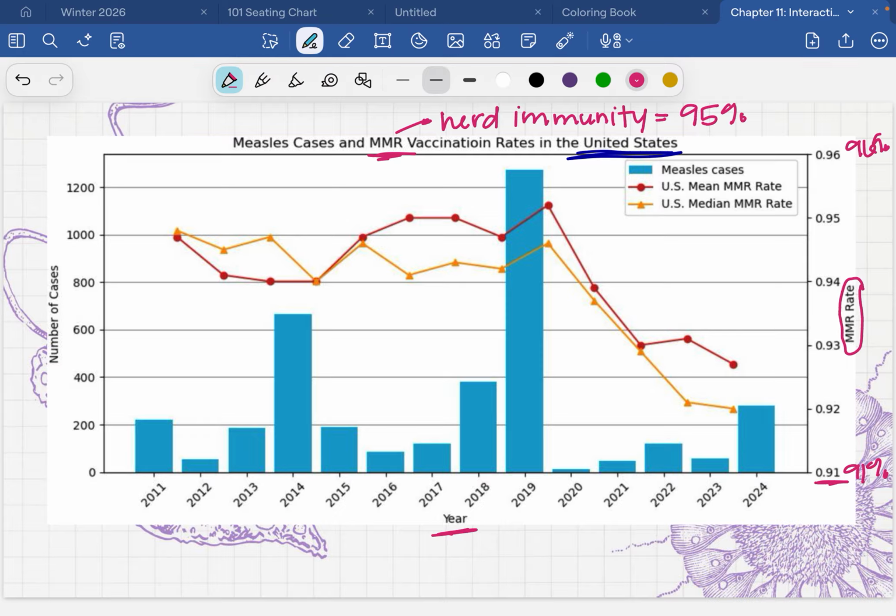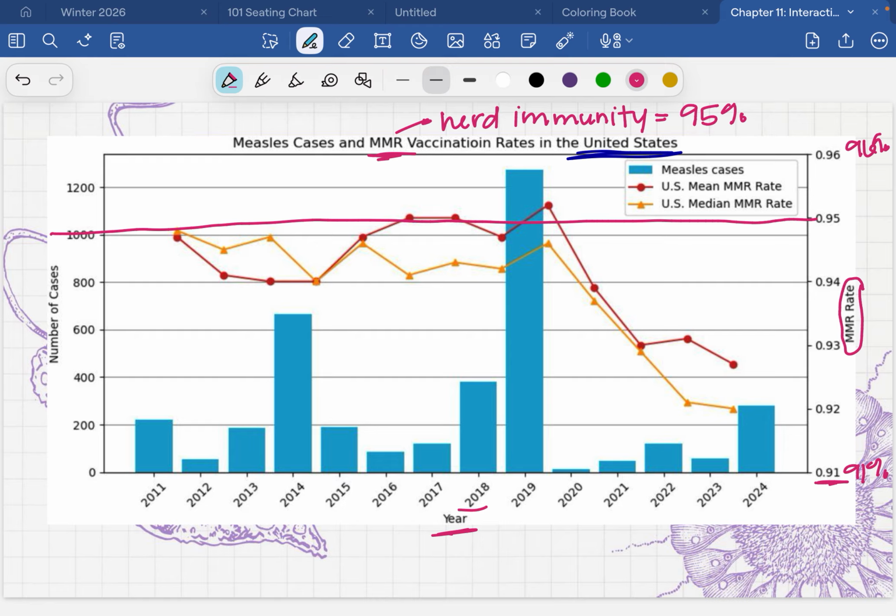It was considered eliminated in the 90s, which isn't quite eradicated. It still existed, but there were so few cases that it was almost eradicated. So before 2011, the vaccination rates were well above 95%, and the number of measles cases was basically zero. So this is that 95%. Okay, so what we're looking at in blue here, we have the number of measles cases per year.